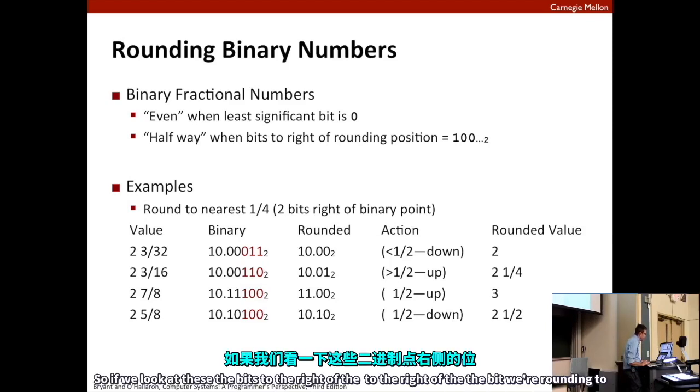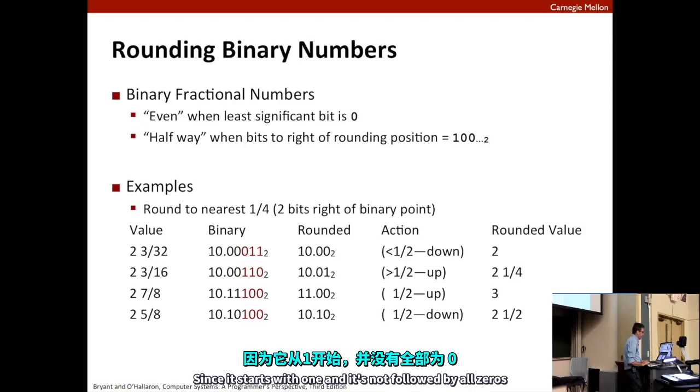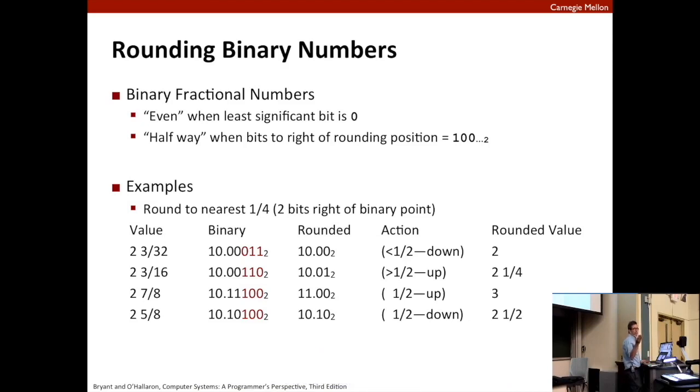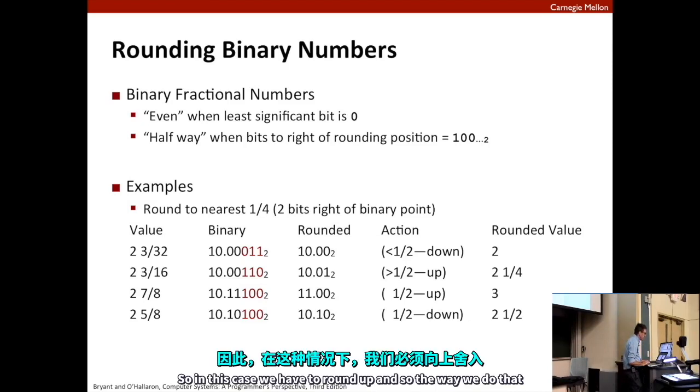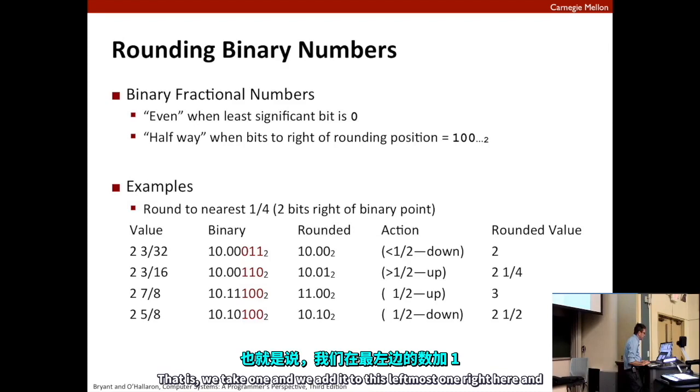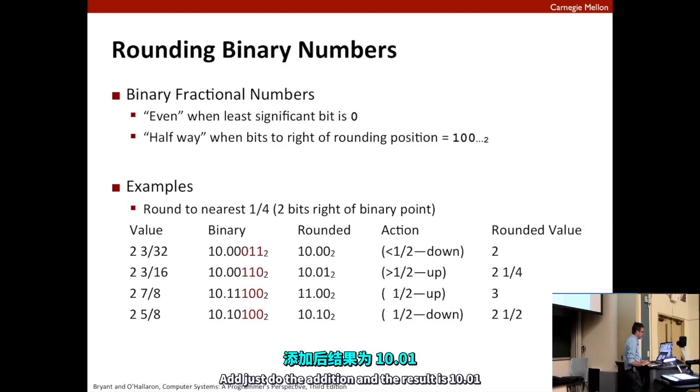Our next example is 10.00110. If we look at the bits to the right of the bit we're rounding to, since it starts with 1 and it's not followed by all zeros, that's greater than half. So in this case, we have to round up. The way we do that is we take 1 and add it to this leftmost 1 right here, and the result is 10.01.